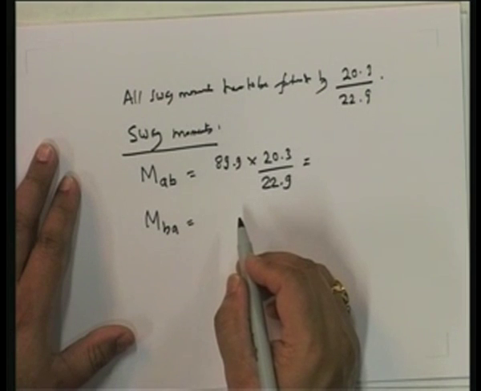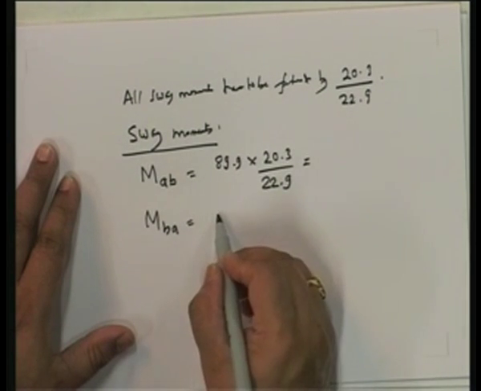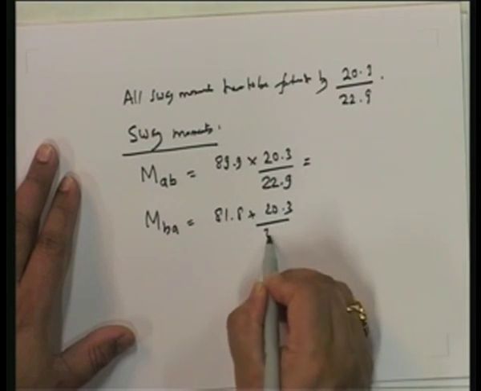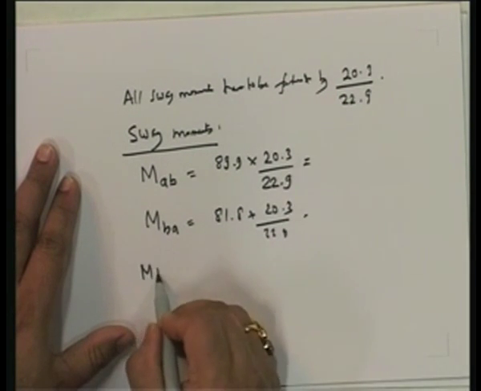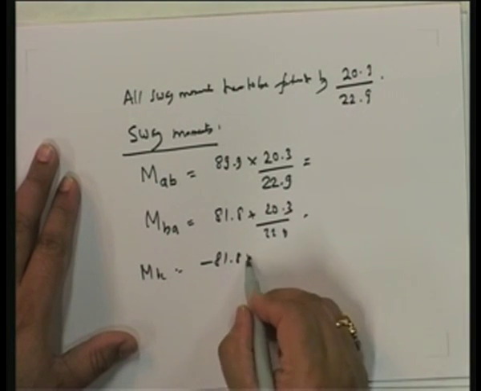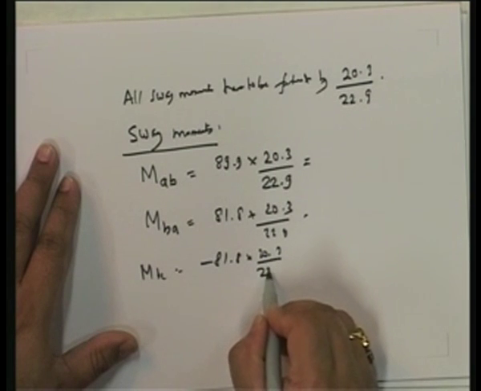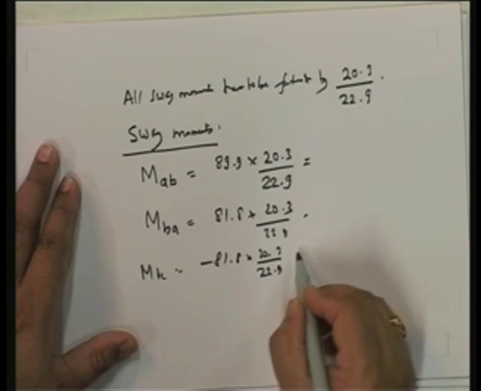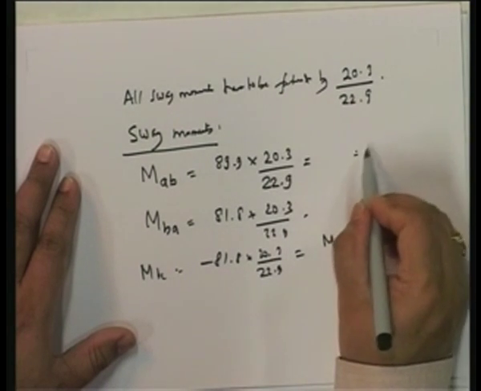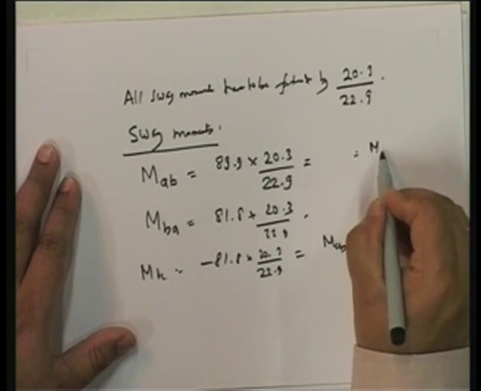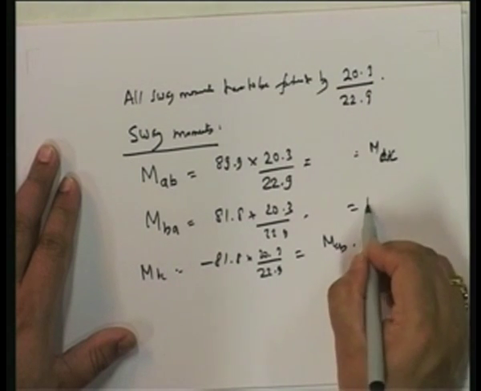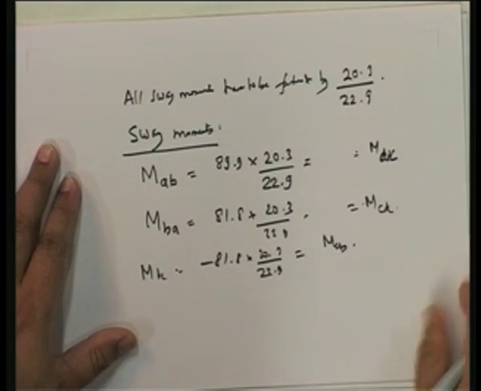MBA is equal to 81.8 into 22. MBC is equal to minus 81 into 20.3 upon 22.9, which is also equal to MCB. And MAB, you will see, is equal to MDC, and MBA is equal to MCD.